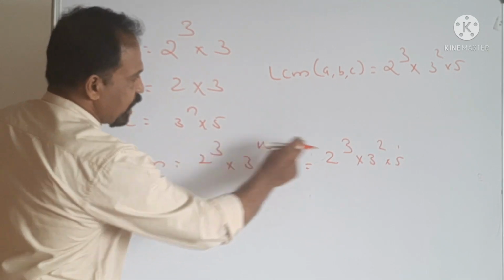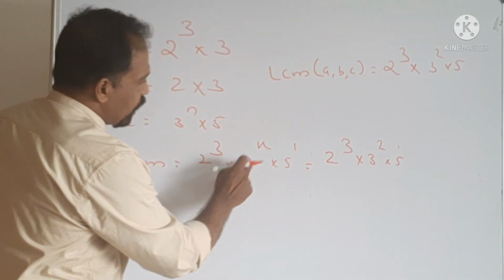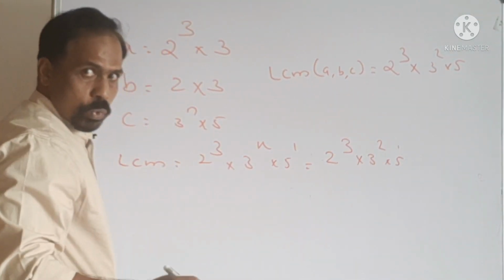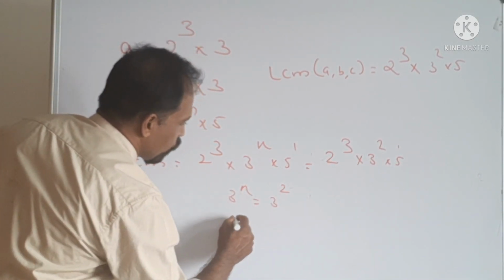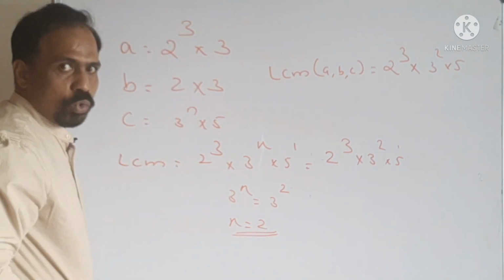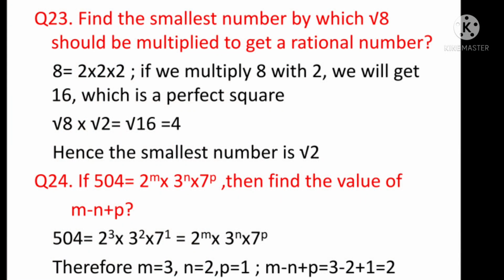Now 2 to the power 3, 2 to the power 3 is there. Now 3 to the power n, here 3 to the power 2. Therefore 3 to the power n is equal to 3 to the power 2. Therefore n is equal to 2. Let us do question number 23.